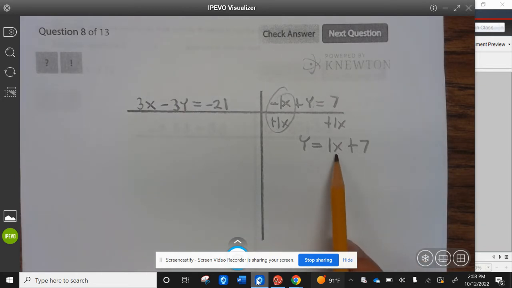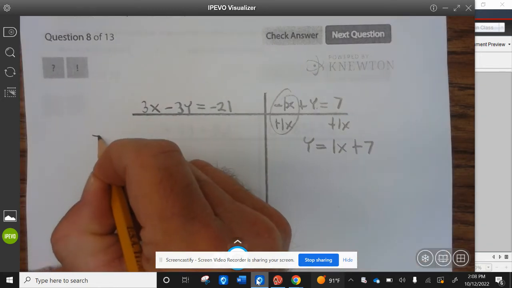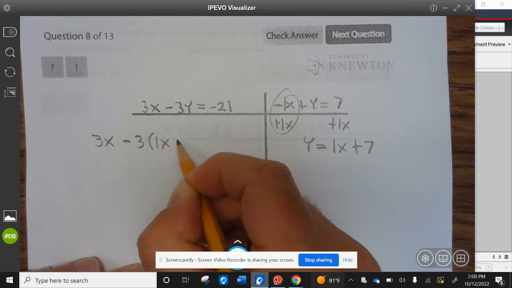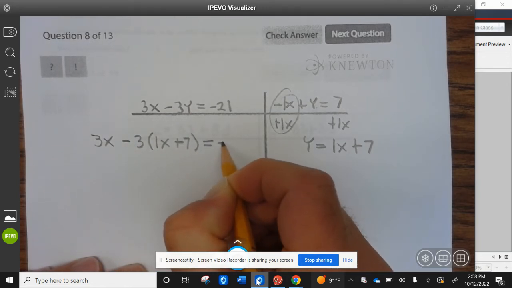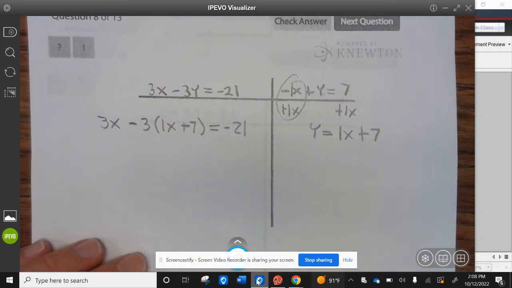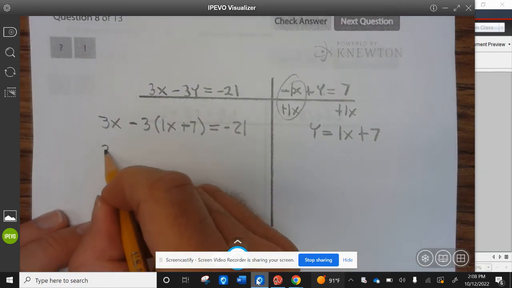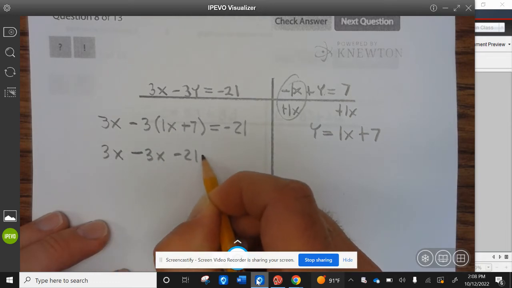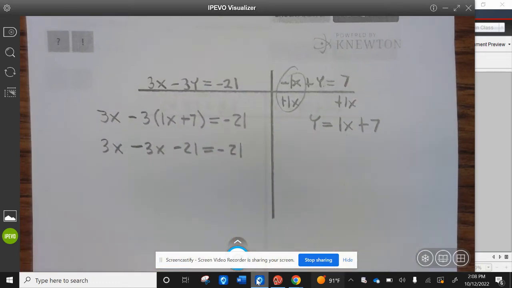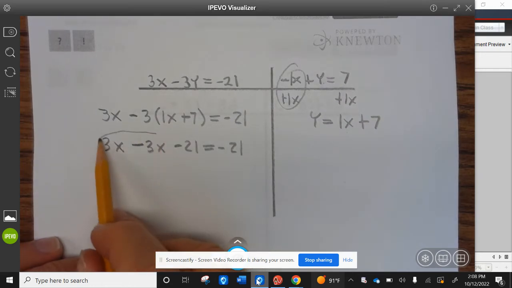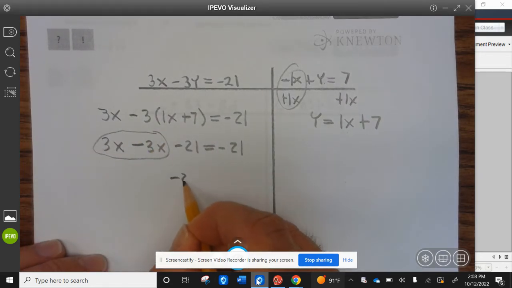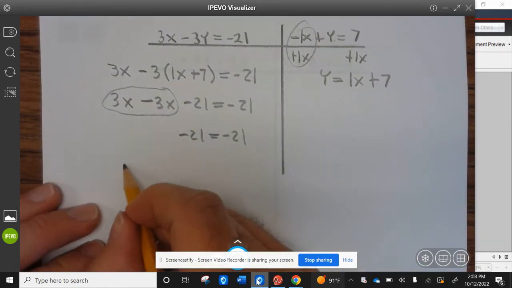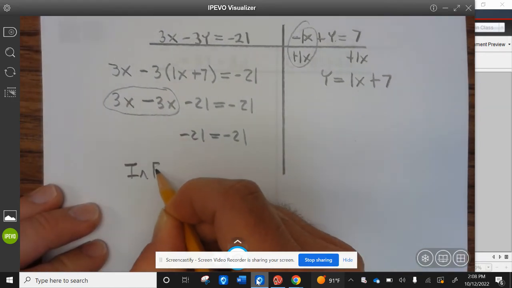All right, so now I'm going to substitute that in for y. So that's 3x minus 3 times 1x plus 7 equals negative 21. So then that's 3x minus 3x minus 21 equals negative 21. Well, 3x minus 3x is 0, so you get negative 21 equals negative 21, which will always be true, so this is infinite solutions.